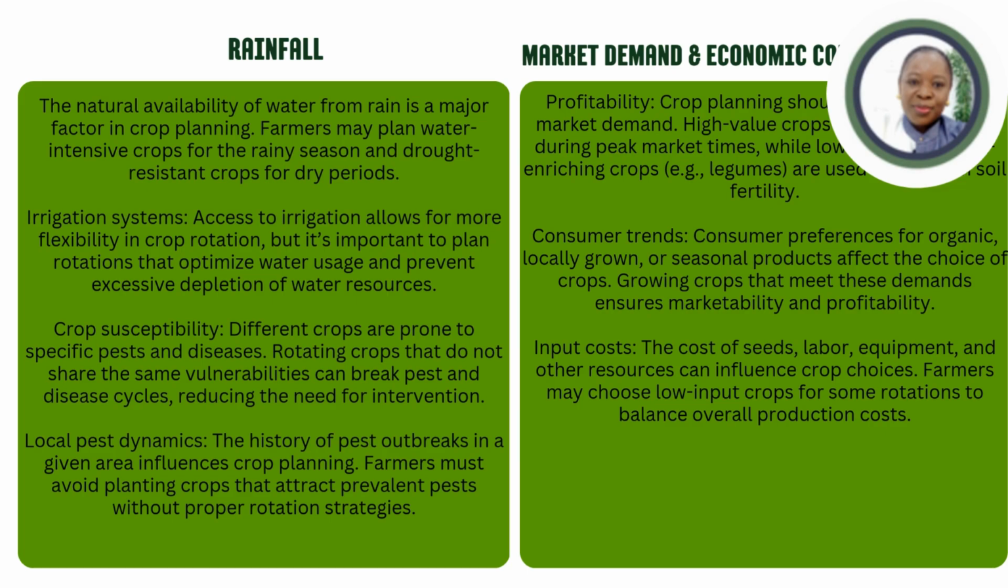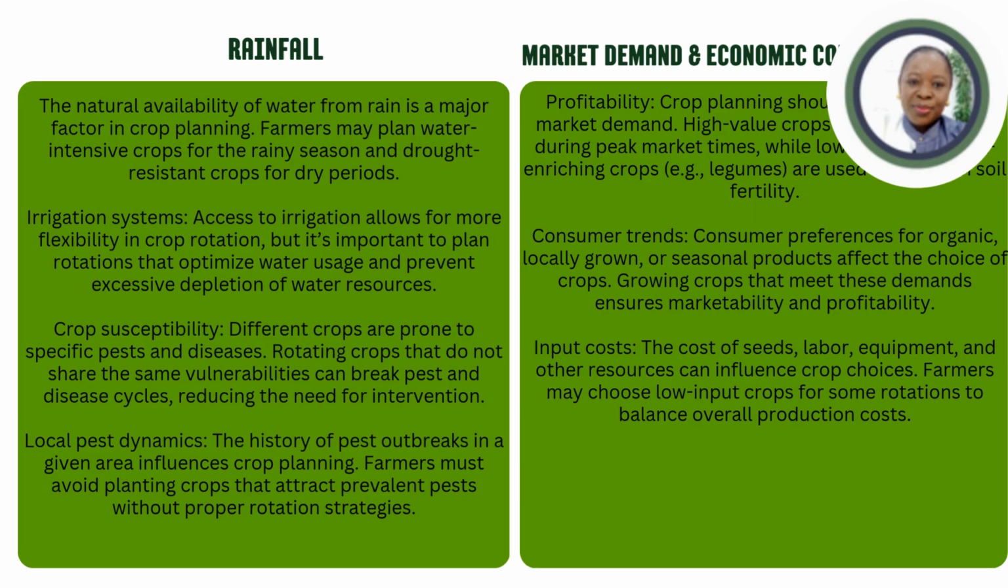Consumer trends. Consumer preference for organic, locally grown or seasonal products affects the choice of crops. Growing crops that meet these demands ensures marketability and profitability.